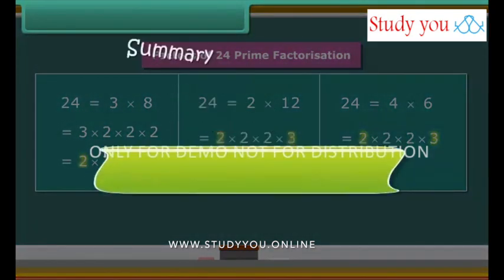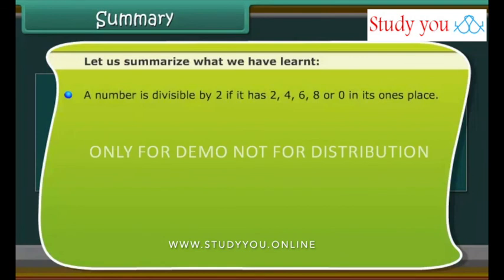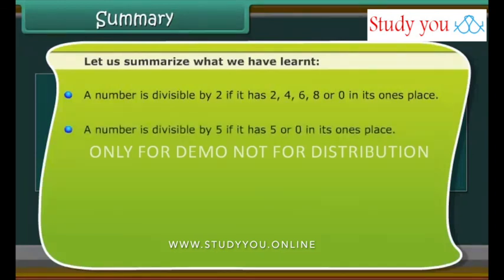Summary. Let us summarize what we have learned. A number is divisible by 2 if it has 2, 4, 6, 8 or 0 in its ones place. A number is divisible by 5 if it has 5 or 0 in its ones place. A number is divisible by 10 if it has 0 in its ones place.